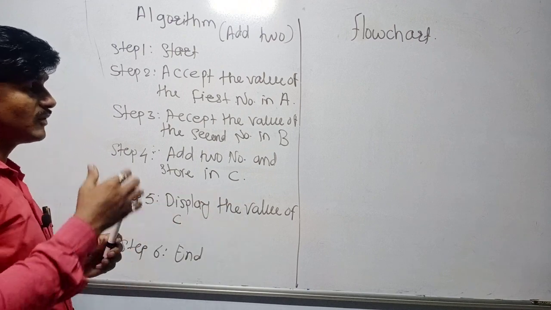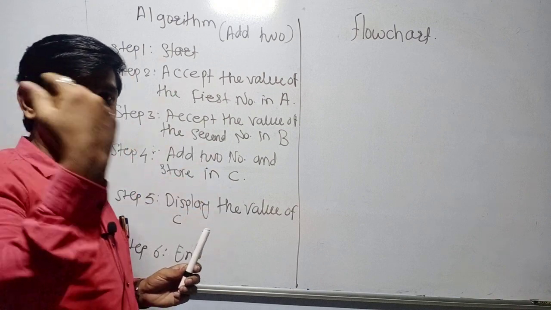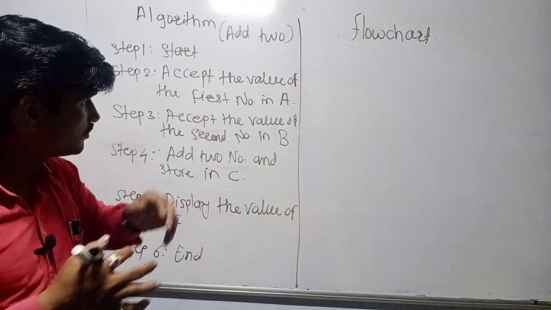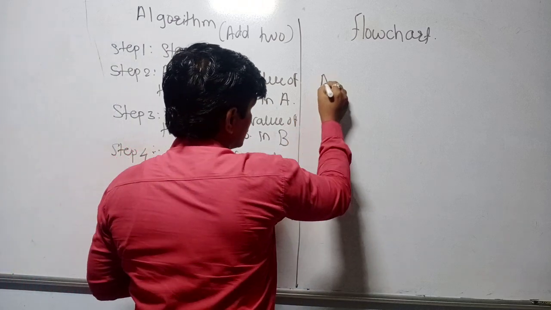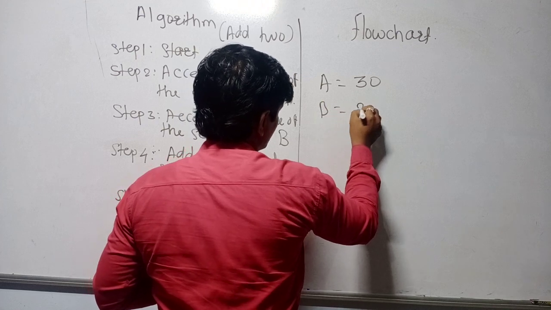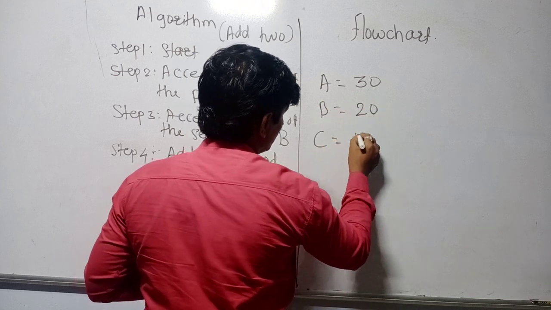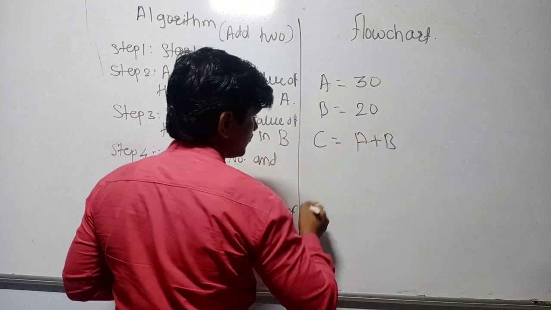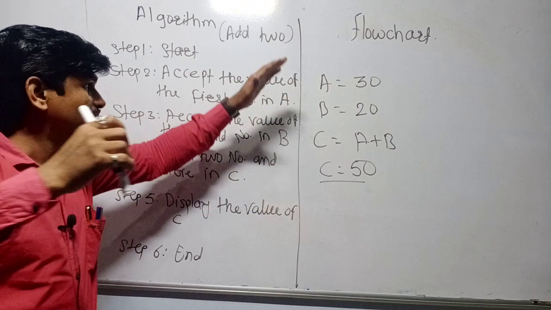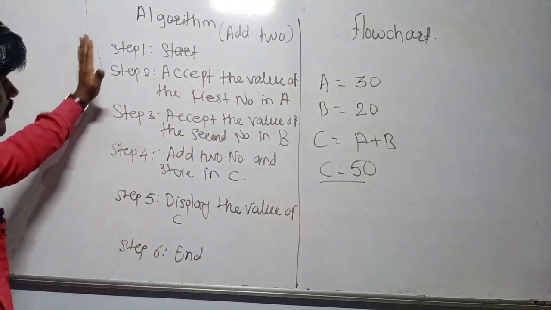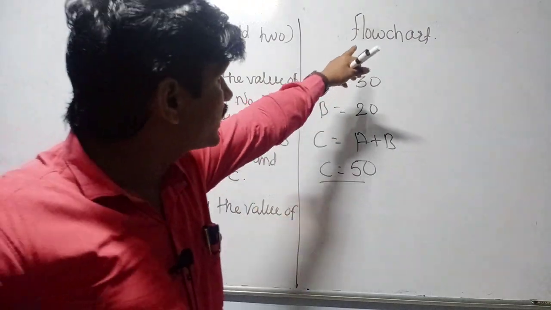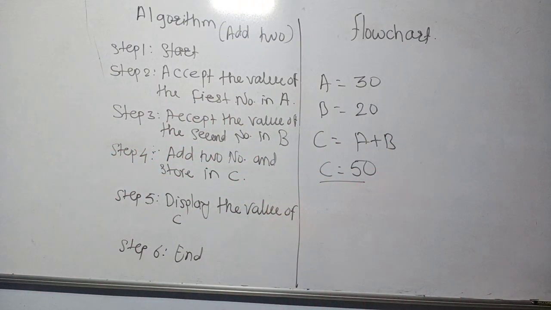It means first of all, we have to enter the value of A, enter the value of B. Suppose A equals 30, B equals 20, and these two values will be added in C, then we will get the result in C. Like this we will get it, but we have to write it down step by step. That is called an algorithm. Now next, regarding the flow chart, you know flow chart.